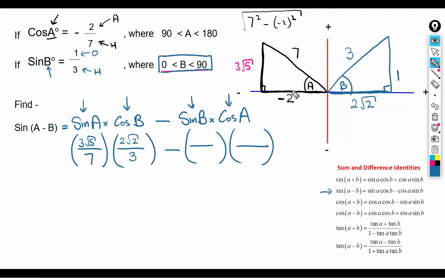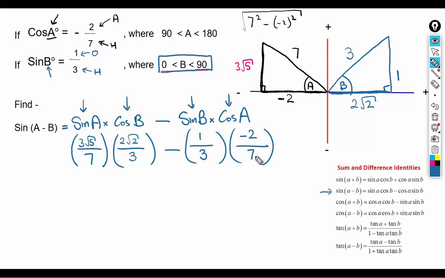Sine B. Sine B is what? Opposite over hypotenuse, 1 over 3. And cosine A is what? Adjacent divided by hypotenuse. How many people have the correct values in the correct place? This is not a solving question. You just have to simplify the answer. How many people have those things in the correct place?